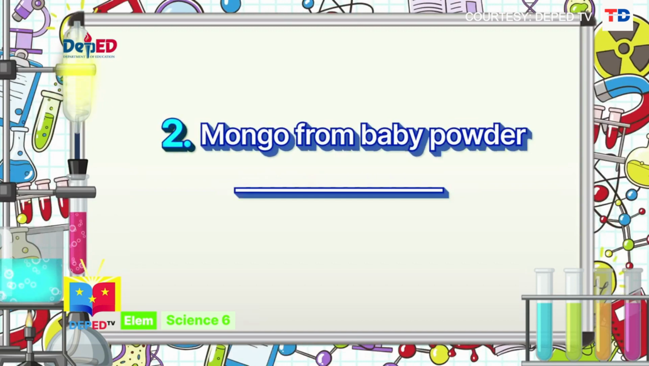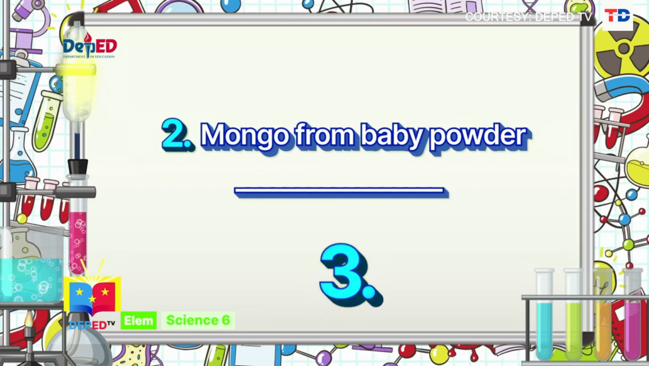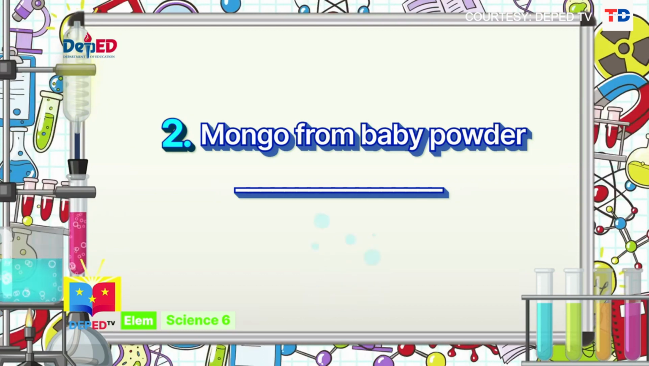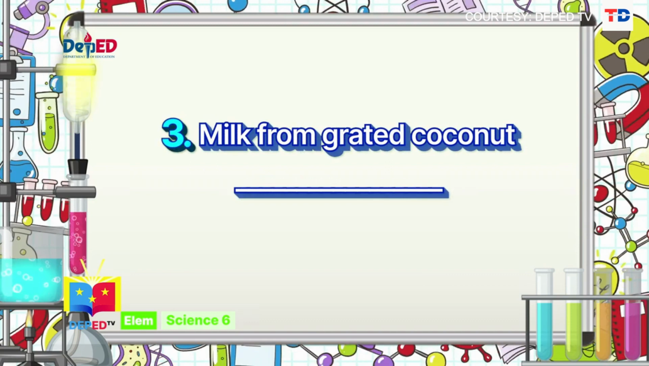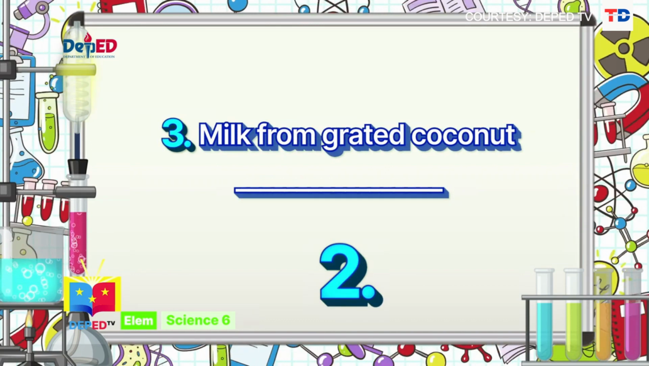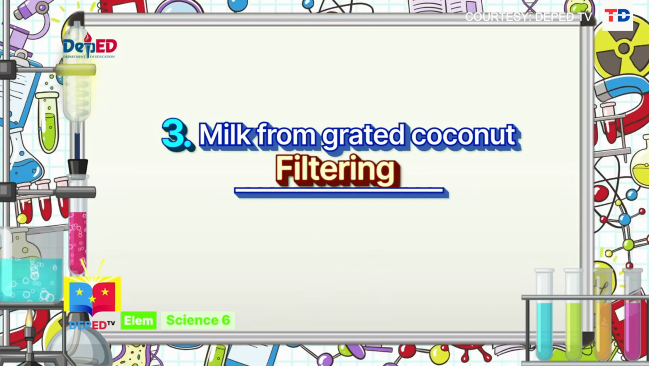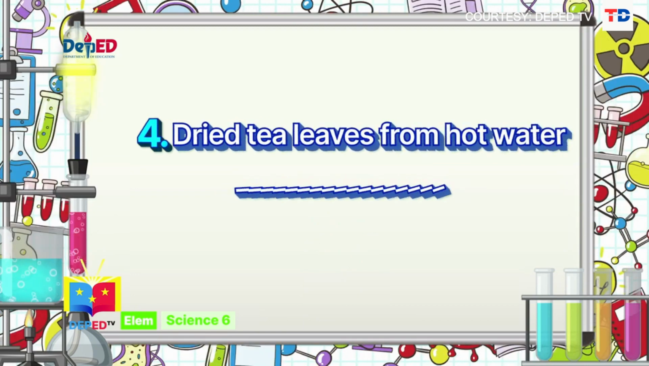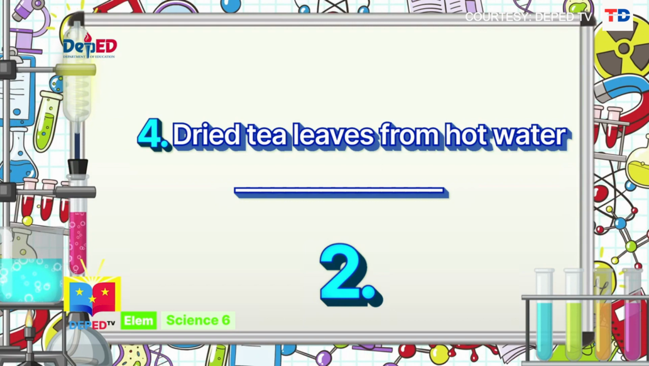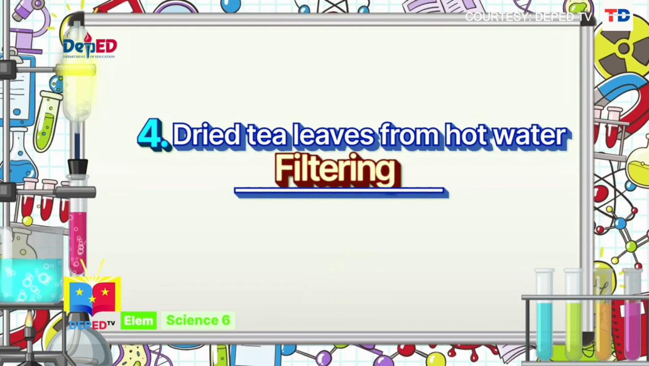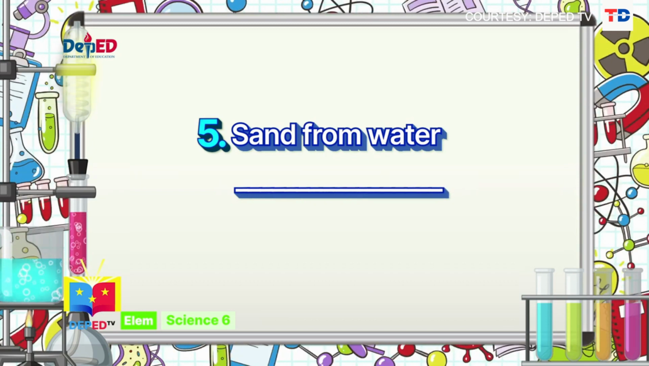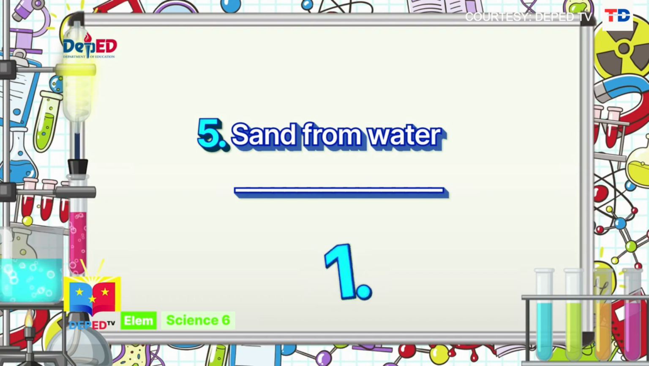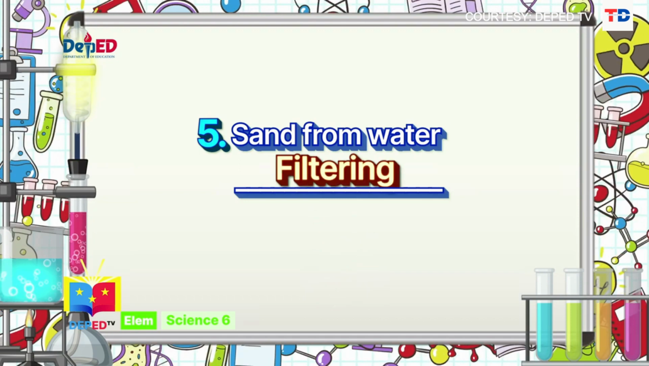Number 2. Mungo from baby powder. The correct answer is sieving. Number 3. Milk from grated coconut. The correct answer is filtering. Number 4. Dried tea leaves from hot water. The correct answer is filtering. Number 5. Sand from water. The correct answer is filtering.